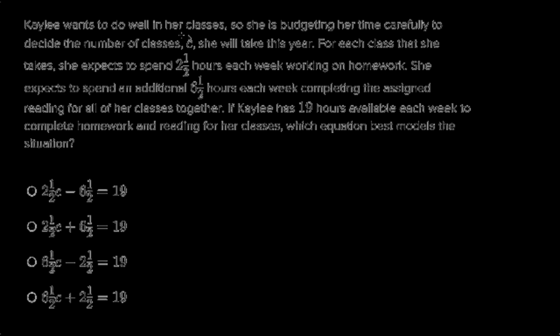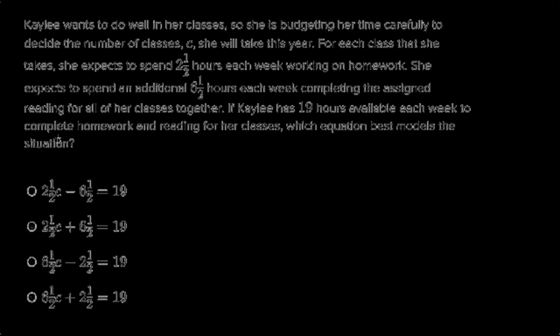Kaylee wants to do well in her classes, so she is budgeting her time carefully to decide the number of classes C she will take this year. For each class that she takes, she expects to spend 2.5 hours each week working on homework. She expects to spend an additional 6.5 hours each week completing the assigned reading for all of her classes together. If Kaylee has 19 hours available each week to complete homework and reading for her classes, which equation best models the situation?